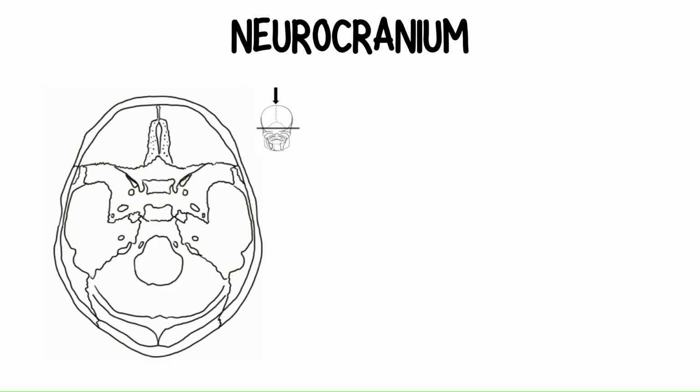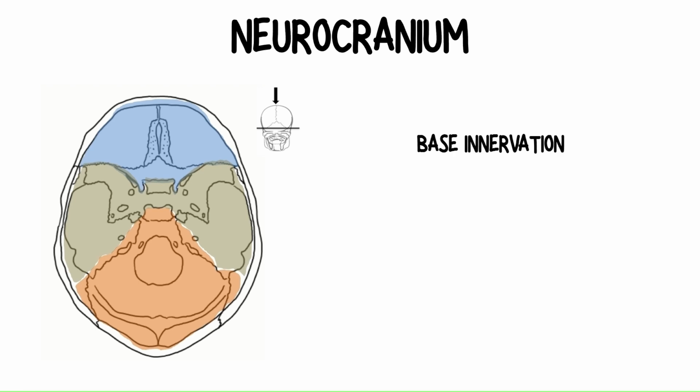We can divide the base into three areas: the anterior fossa, middle fossa, and posterior fossa. The characteristic feature of these fossae is their innervation. The anterior fossa is innervated by the first two branches of the trigeminal, V1 and V2, and contains the frontal lobe of the brain. It is bordered anteriorly by the frontal bone and posteriorly by the minor wings of the sphenoid.